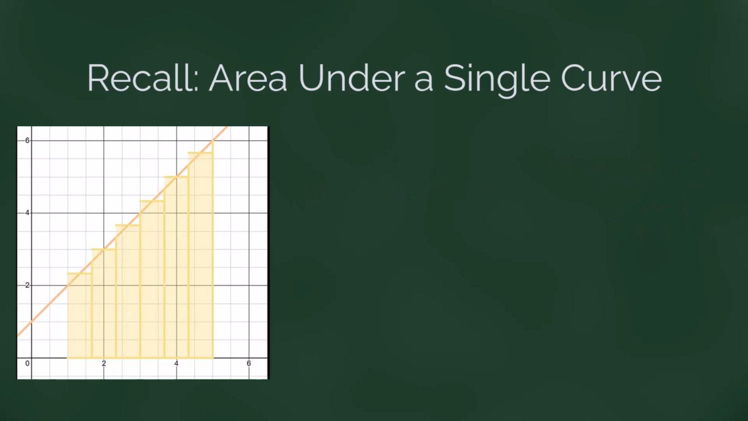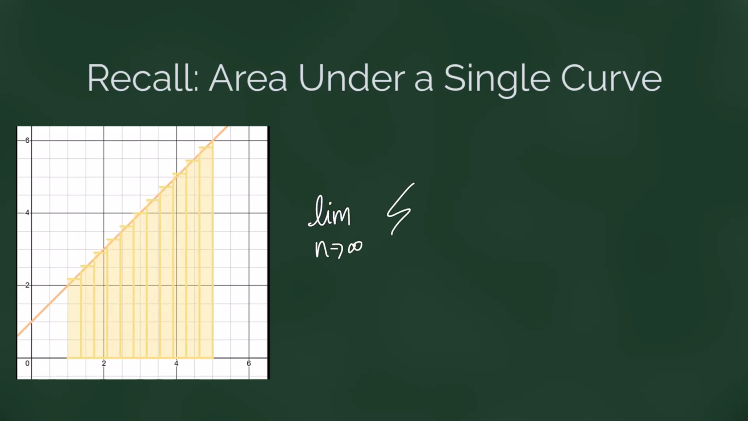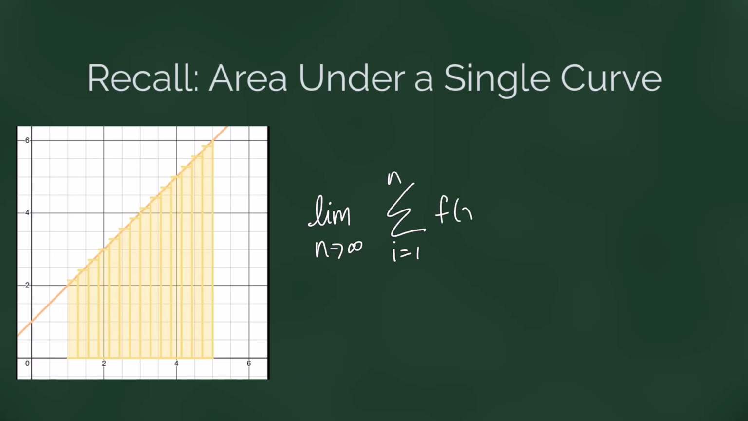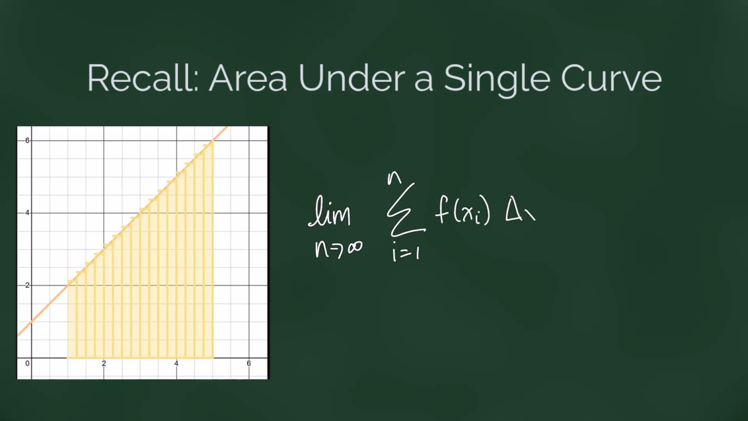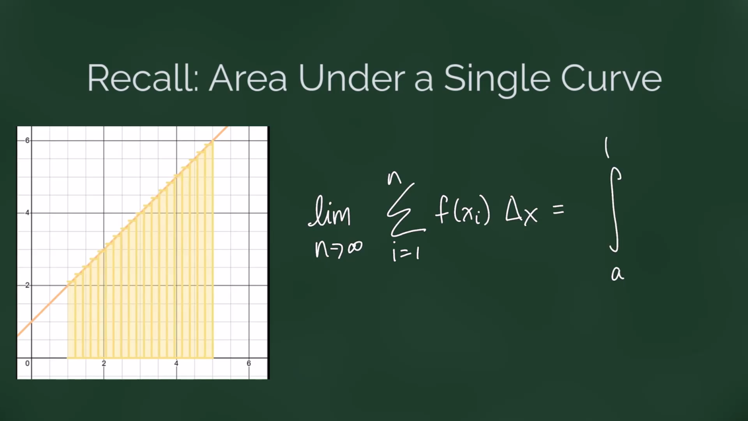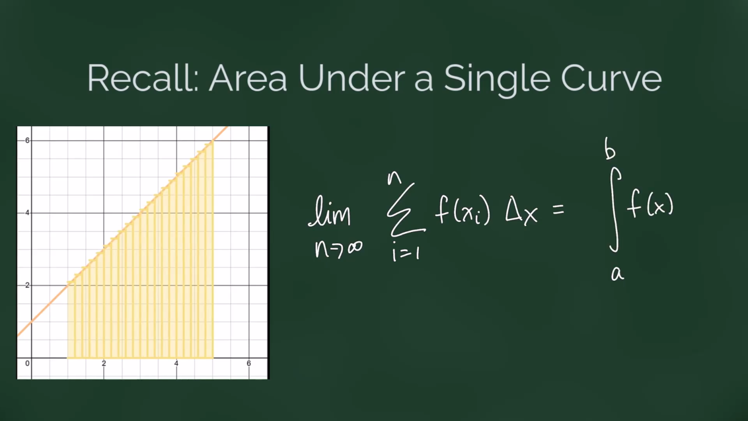By creating more and more rectangles, letting the number of rectangles go to infinity, which then results in each of their widths getting smaller and smaller, we get a closer and closer approximation to the area under that curve. Taking the limit as n goes to infinity, where n is the number of rectangles, gives us the integral over that region, which is exactly equal to the area under that curve.